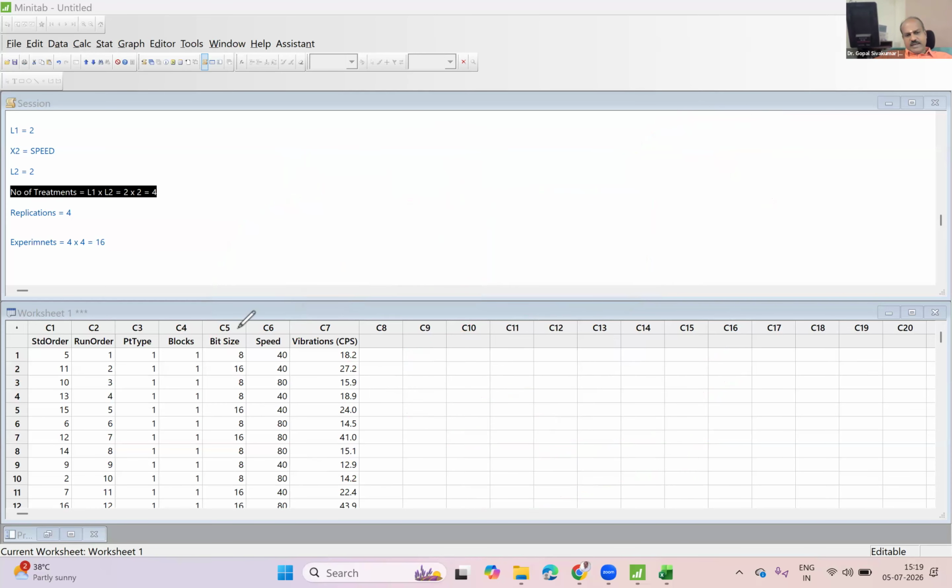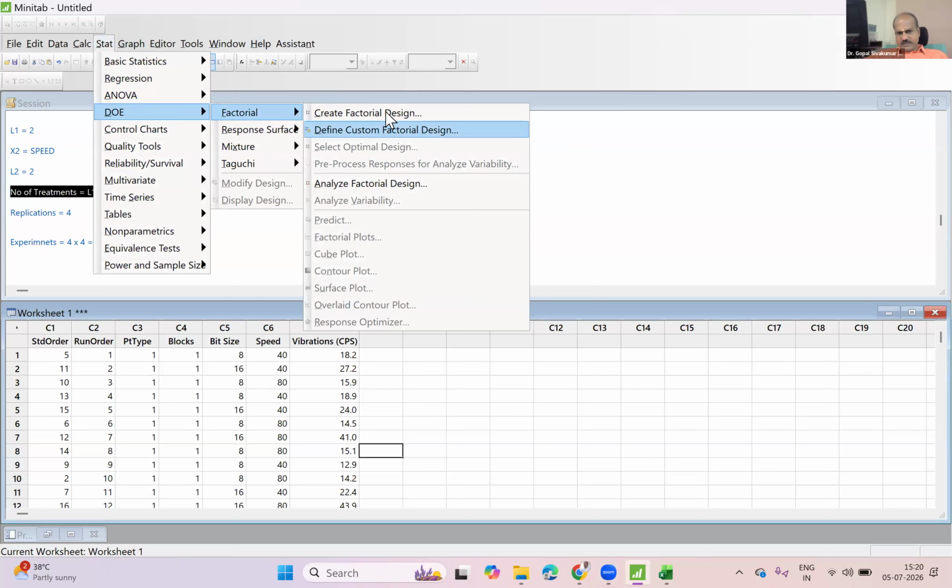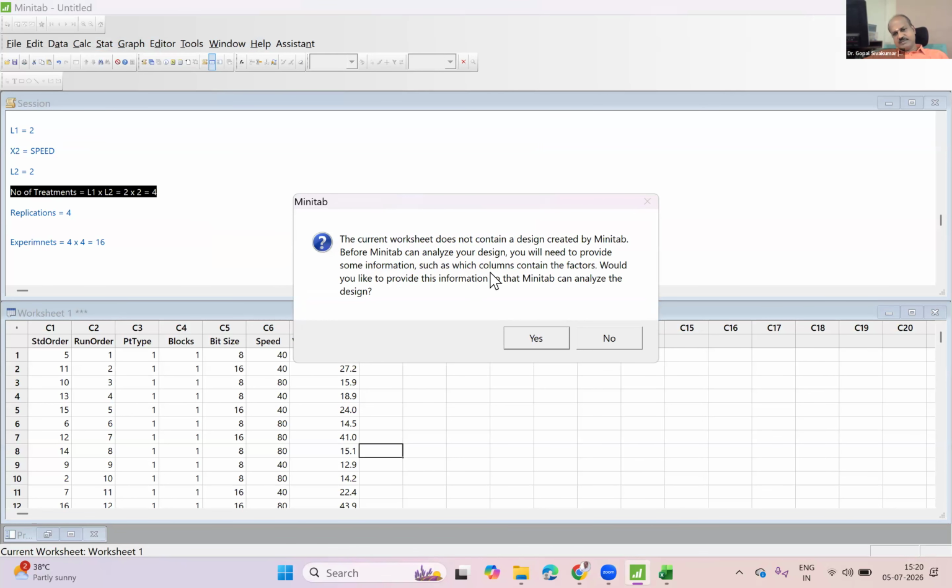In this case, we already have the factorial design. Now we just have to analyze. So tell me, at least guide me, which option I should go to? Stat or some other point? Stat, right? Yes, sir. DOE, then factorial. Since the factorial design is already created, you can straight away proceed with analyze. But when you click analyze, since this was not created by Minitab, it is asking you to define.